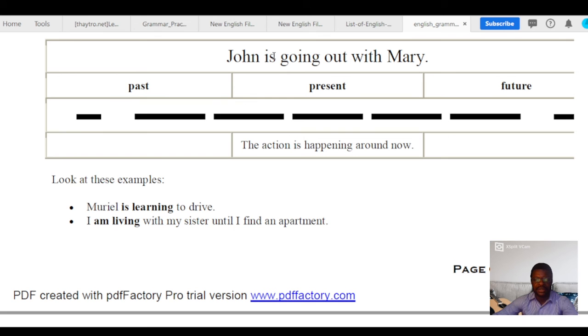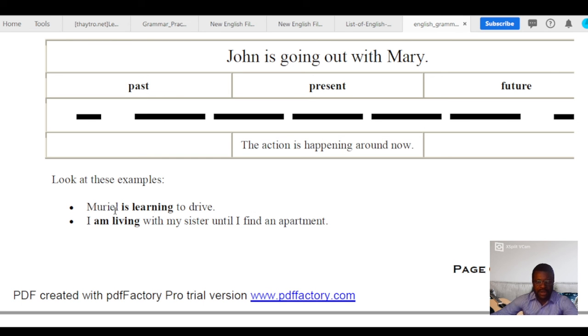Okay? John is, because John is here, that's why we use is as the helping verb. Go is the verb. Then we have to use ing to show what is happening now, continuous. Look at another example. Look at these examples. Muriel is learning to drive. Is, helping verb. Learn is the verb. Ing tells us that it is continuous. Then to drive. I am living with my sister until I find an apartment.